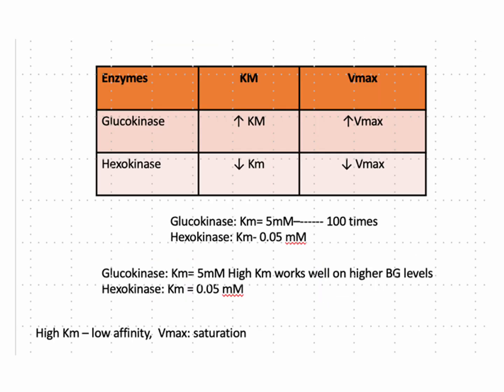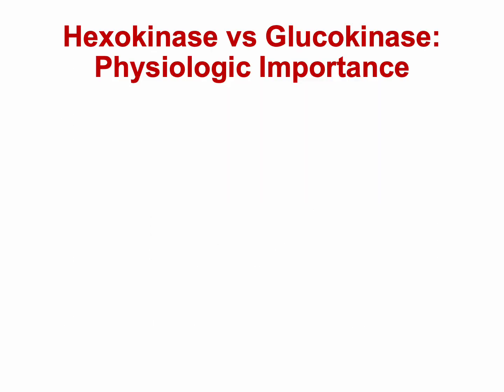So let's take another look at the Km values of these two key enzymes. Glucokinase has a Km of 5 millimolar, while hexokinase's Km value is 0.05 millimolar, meaning glucokinase's Km is 100 times higher. This higher Km enables glucokinase to become active only when blood glucose levels are elevated, allowing pancreatic beta cells to respond appropriately by releasing insulin to maintain glucose balance.